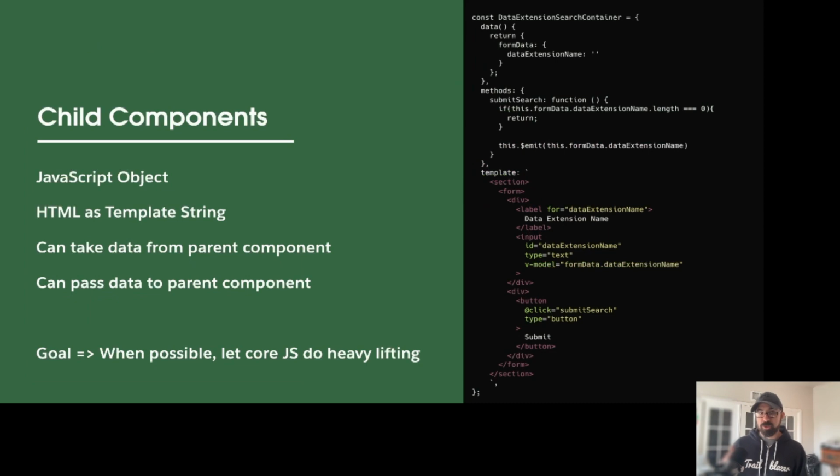So let's dive into your child components and what makes up a child component. So you'll see that there's very similar elements to a child component. Pretty much anything you can use in your app.js component, you can use in a child component. The difference is that in the child components, you have this template string down at the very bottom, and that is what the child component is going to render for your HTML.